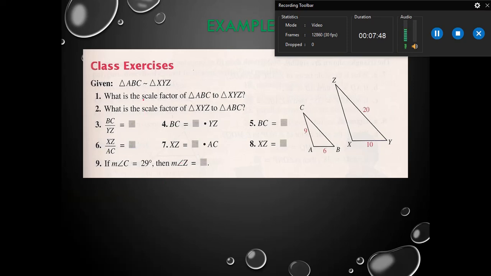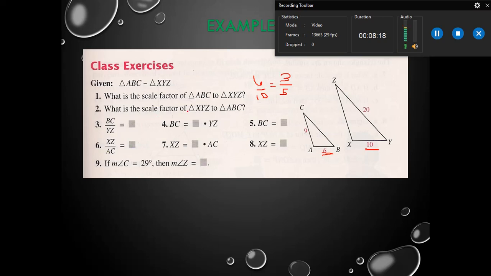So for number 1, the scale factor of triangle ABC to XYZ, we need to go little to big. So we're looking for sides that would be listed. I have AB and XY. That's going to establish K for us. So the scale factor is 6 to 10. And of course, we want to reduce to lowest terms. They have a common factor of 2, so this is a ratio of 3 to 5.